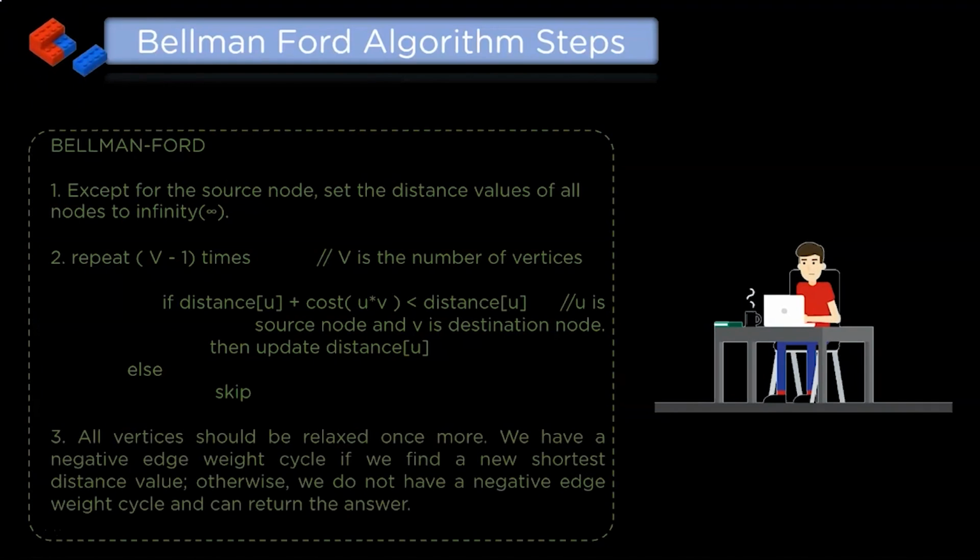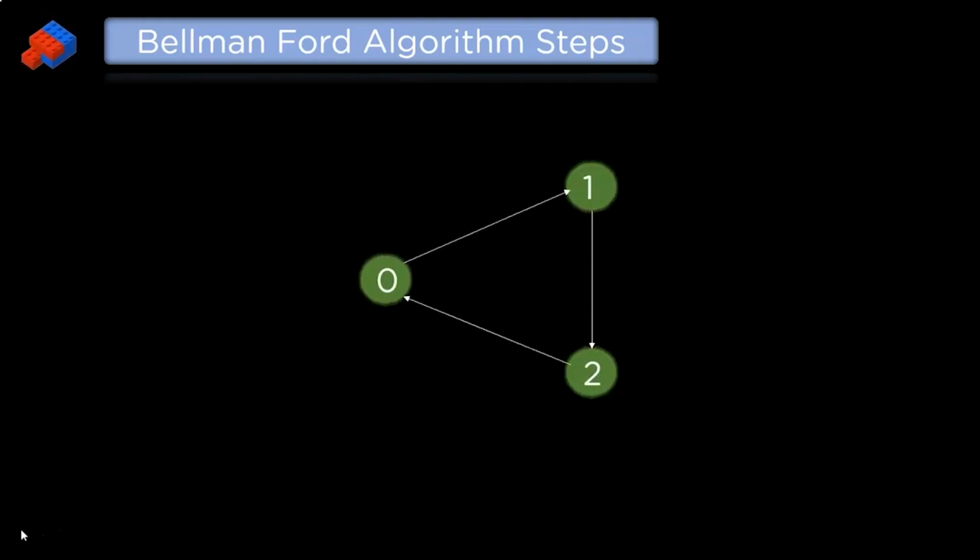All vertices should be relaxed once more. We have a negative edge weight cycle if we find a new shortest distance value. Otherwise, we do not have a negative edge weight cycle and can return the answer in the last step. We have heard that the Bellman-Ford algorithm is used to detect a negative edge weight cycle in the graph. Let us see how the Bellman-Ford algorithm detects a negative edge weight cycle in the graph.